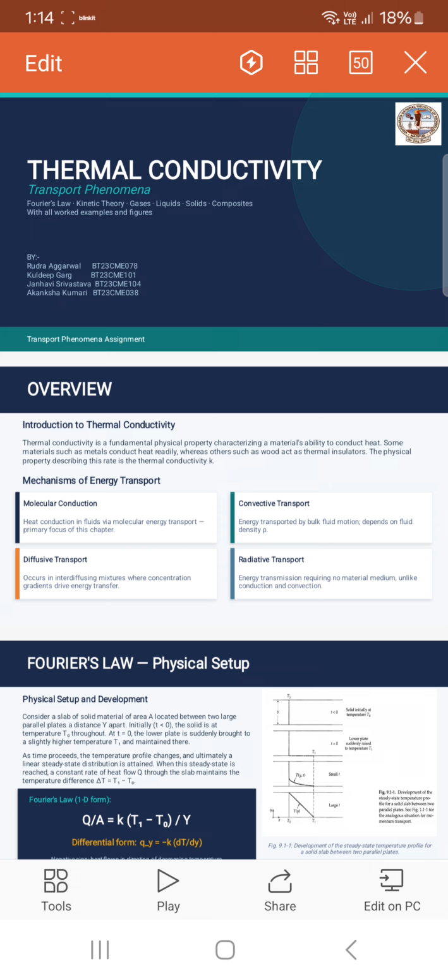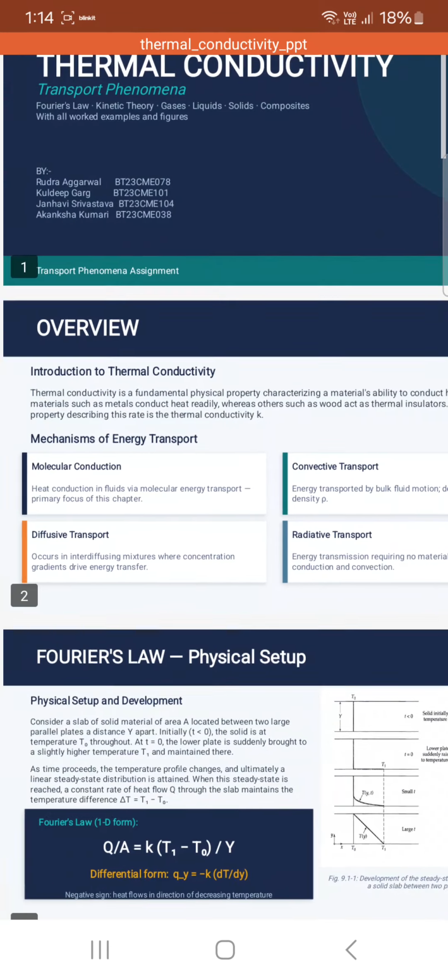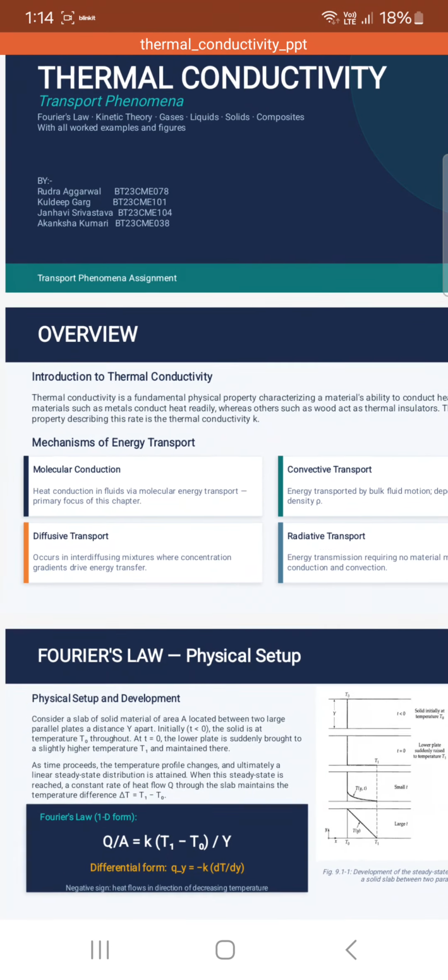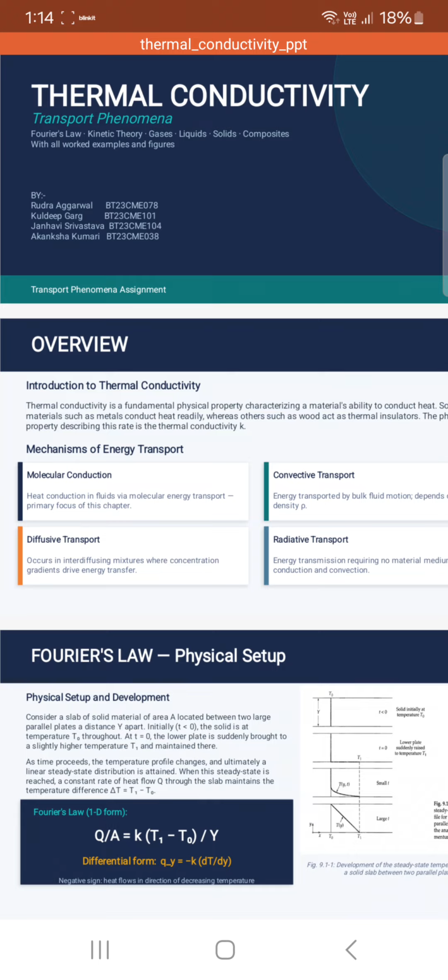Some materials, such as metal, conduct heat more readily as compared to others. Now, the materials that don't conduct heat are known as thermal insulators, for example, wood. The physical property describing the rate is the thermal conductivity K. Now, there are in particular four mechanisms of energy transport. First one being molecular conduction, second one being convective transport, followed by diffusive transport and radiative transport.